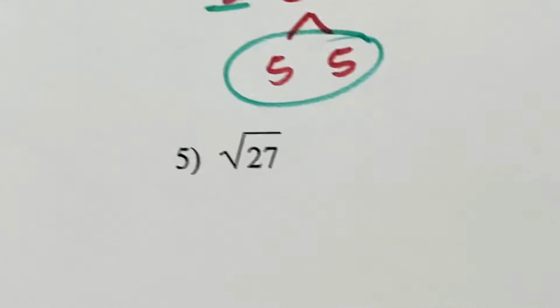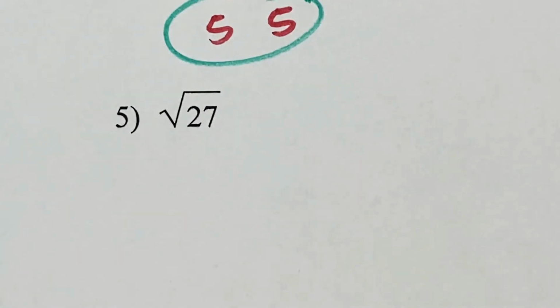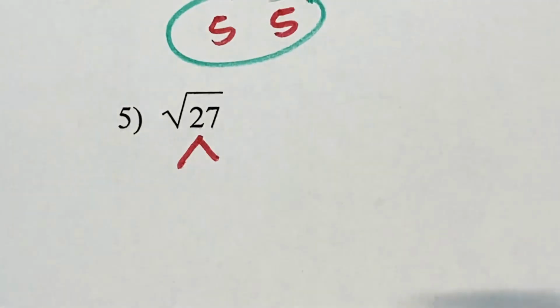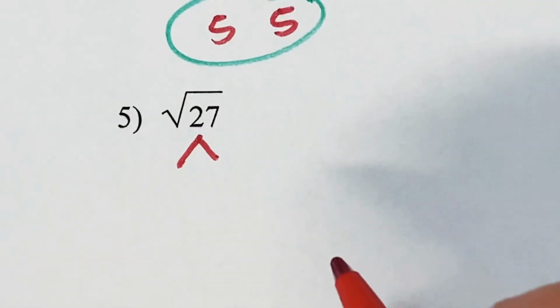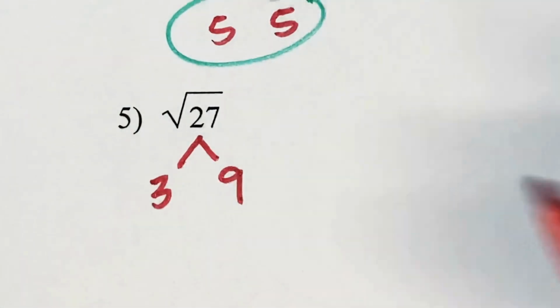Awesome. So let's look at number 27. Okay, the square root of 27. This number is not on that list in blue, so we need to divide it. So 27 is not an even number, so we can't divide it by 2. But what can we divide it by? We can divide it by 3. Okay, 3 times 9 gives me 27.